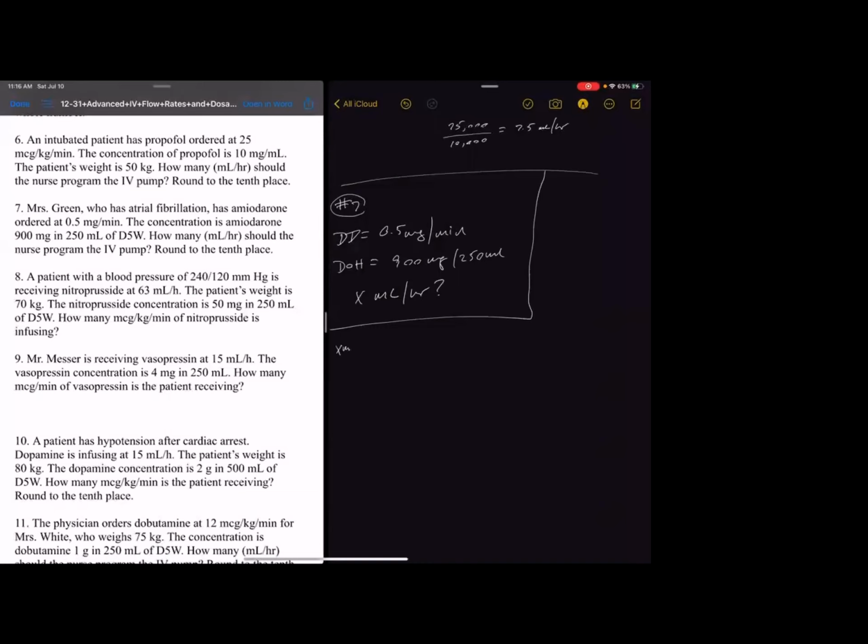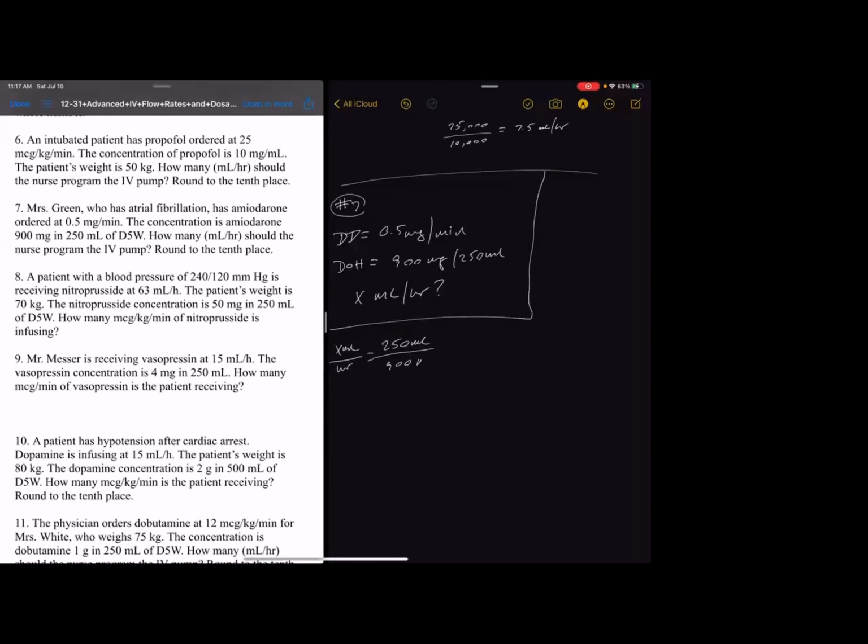So X mL over hour equals. When I look at X mL per hour, what do I want to start with in my box? I want to start with mL. So what do you see in our box that has mL? Where do you see mL in that box? 250. We're going to start with 250 because that's what it asks us to start with. So 250 mLs goes over the 900 milligrams.